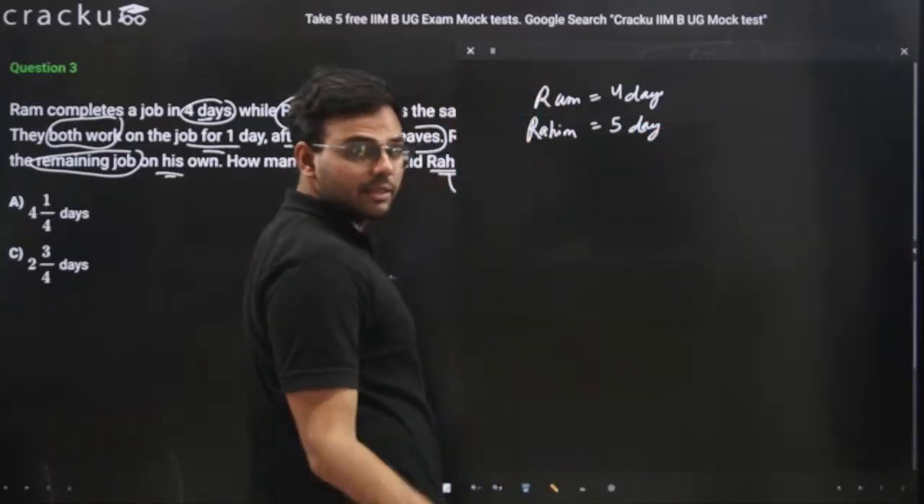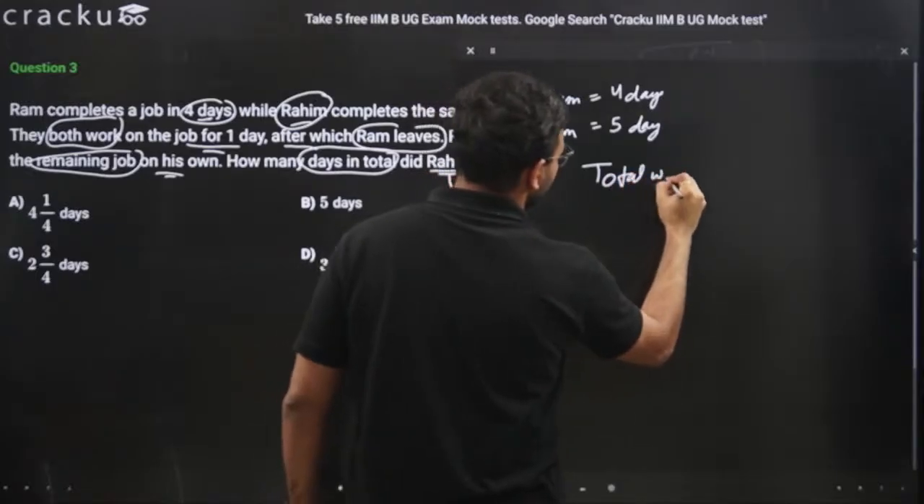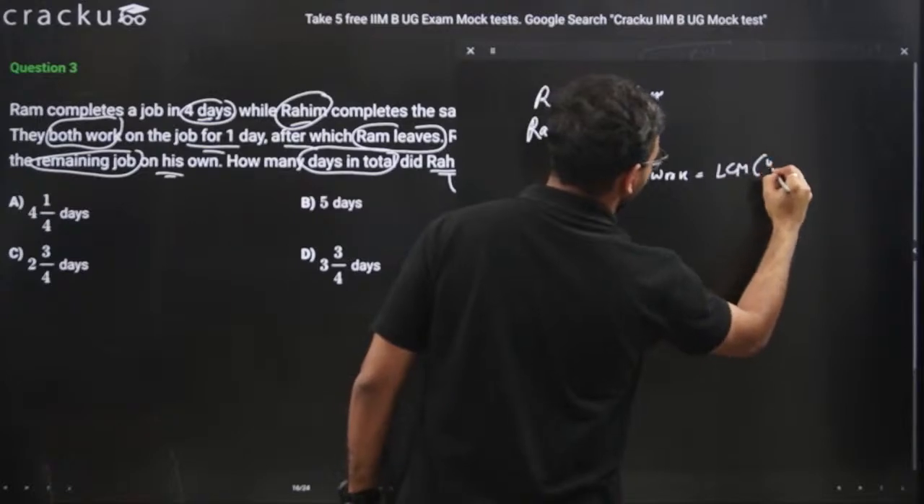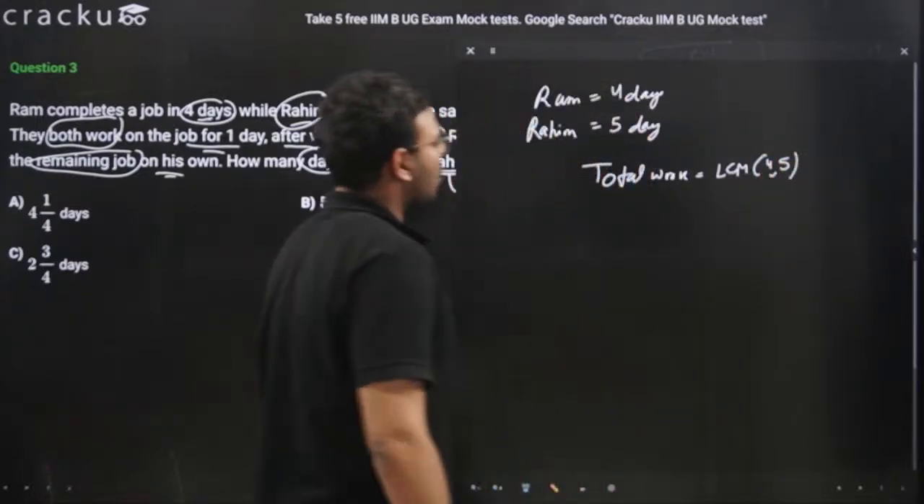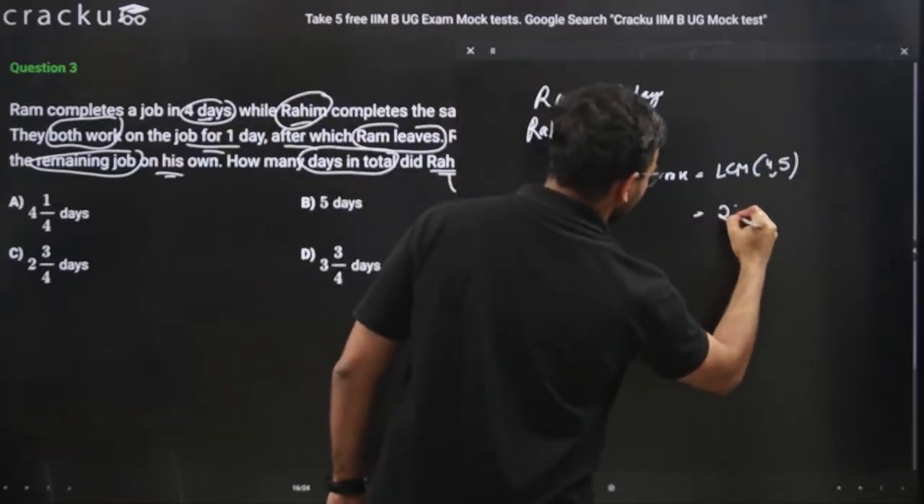Again, I'll use the LCM method to get the total work done. Total work is equal to the LCM of 4 and 5. So total work is equal to 20 units.